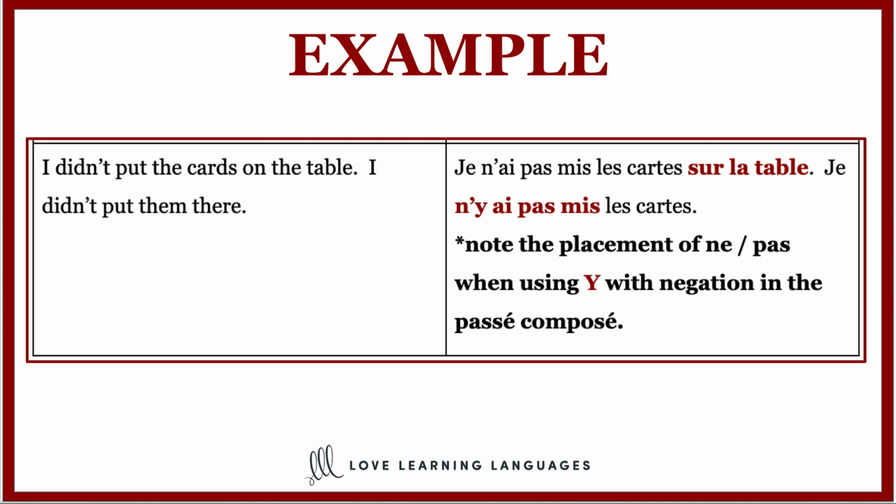Let's look at another example before I show you a very strange way to use y. I didn't put the cards on the table, so I didn't put them there. Okay? Je n'ai pas mis les cartes sur la table. Je n'y ai pas mis les cartes. So now we have passé composé. So remember, we put our y in front of the helping verb. Negation, you can't separate a pronoun from the verb that it comes right before. So, je n'y ai pas mis les cartes.